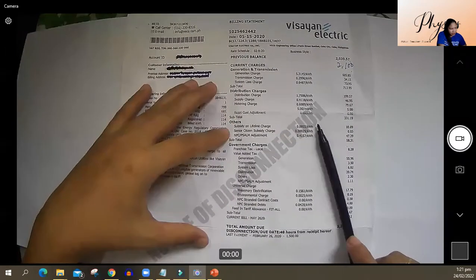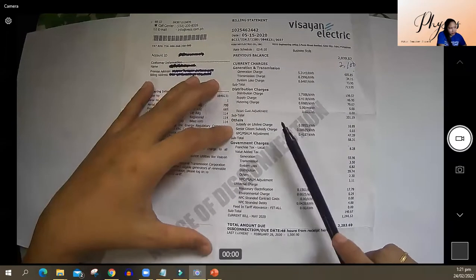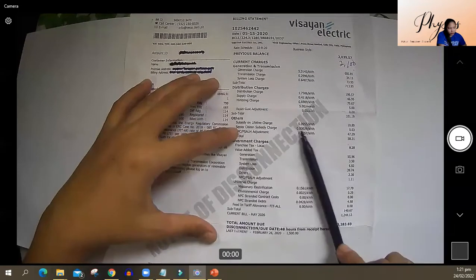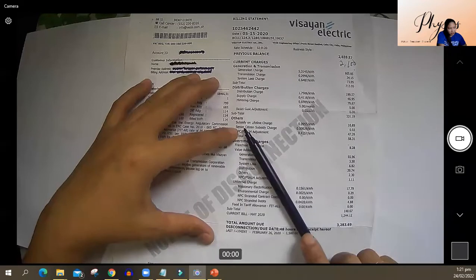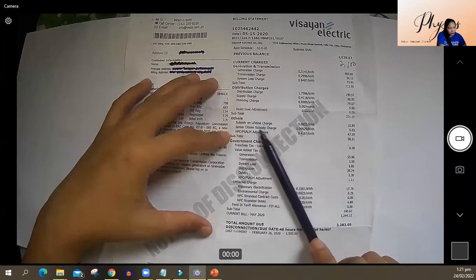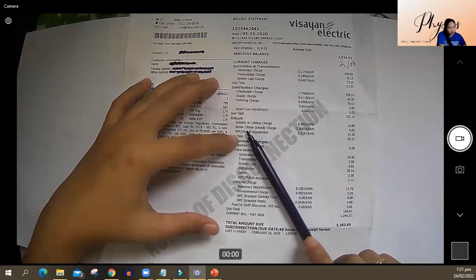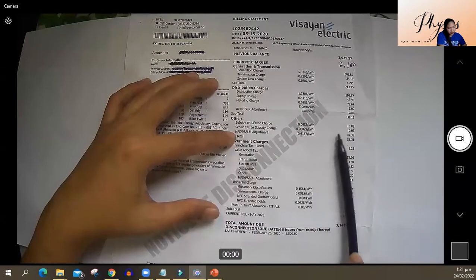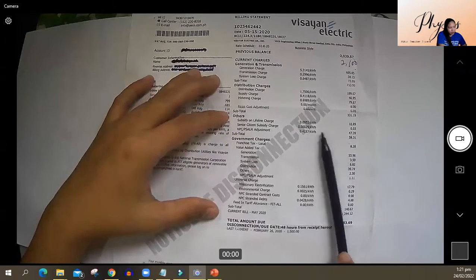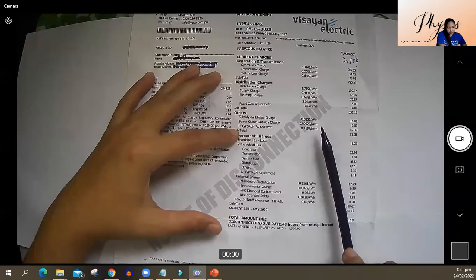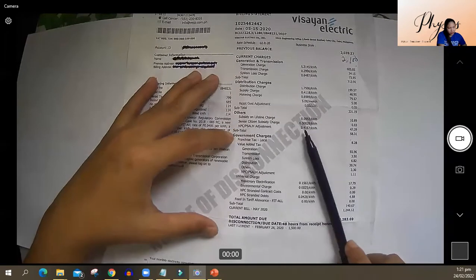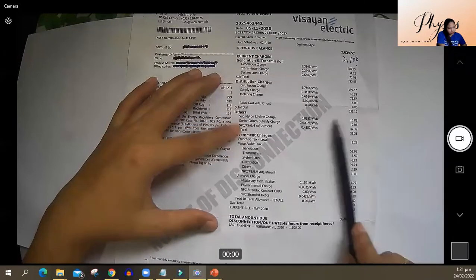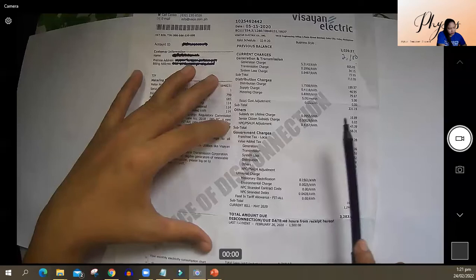The next is the other charges. This is for the customer. You will be charged for the subsidy on Lifeline, the Senior Citizen Subsidy, and the NPC or PSALM adjustment. You'll be charged for that, but this goes back to the customers. Discounts or any other services that the customer will get in the future will be taken from the amount collected from this part.